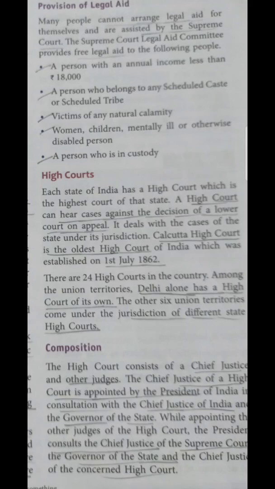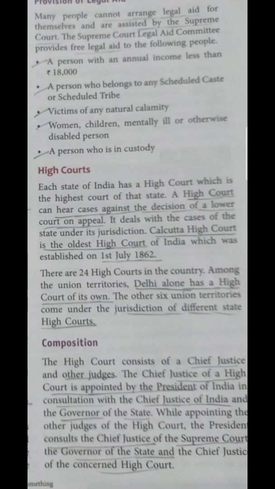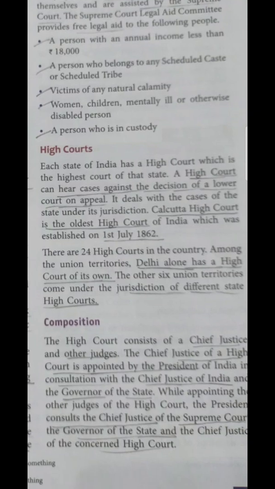1st July 1862. So which High Court is considered the oldest High Court of India? Definitely the Calcutta High Court, established on 1st July 1862. In our country there are a total of 24 High Courts. Among the Union Territories, Delhi alone has a High Court of its own. The jurisdiction of each state is controlled by its state High Court.